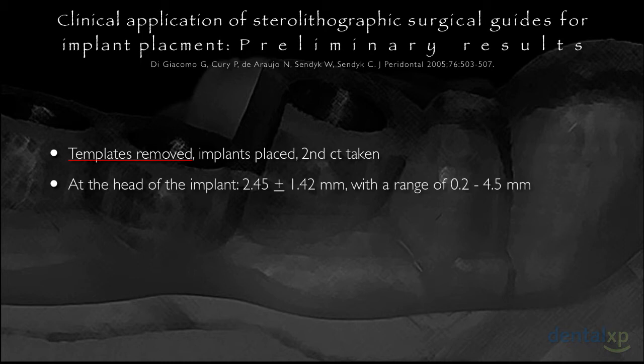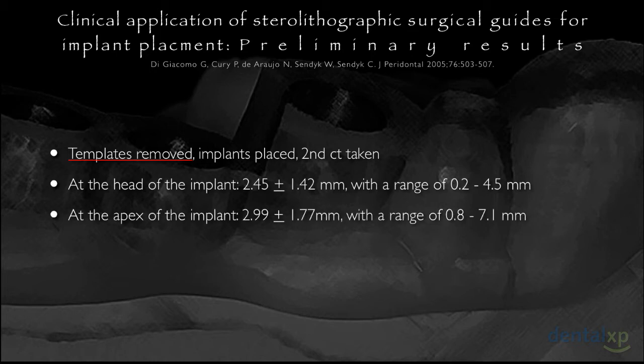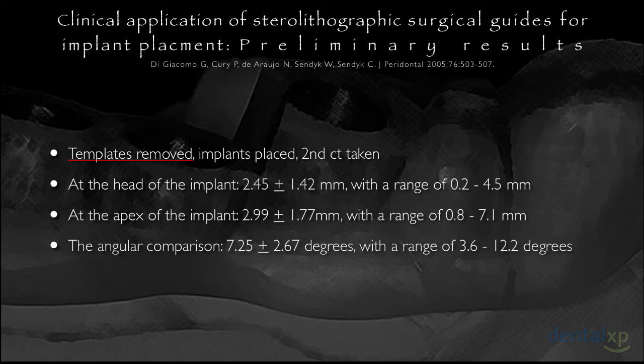What did he find? At the head of the implant, they were off 2.45 millimeters with a range of 0.2 to 4.5 millimeters. At the apex of the implant, they were off 2.9 millimeters, with a range of 0.8 to 7.1 millimeters. And the angular comparison between the two was off 7.25 degrees with a range of 3.6 to 12 degrees.